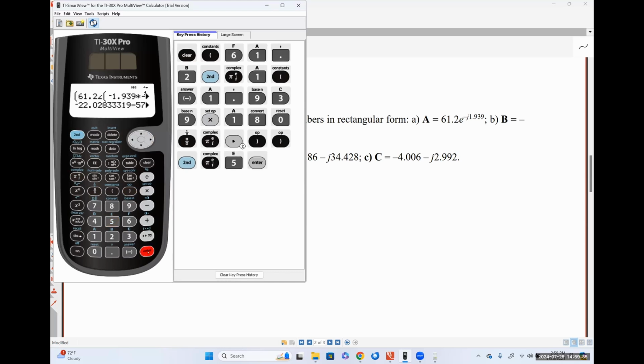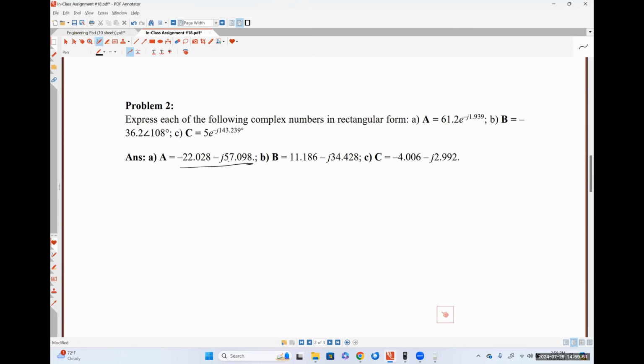And we get negative 22.028 minus 57.098 and some change. Let's make this go away. And that certainly looks like that answer. So I would like for you guys to take a moment once again and try to work parts B and C of this problem with your respective calculators. And if you have any questions about anything, I'd be happy to answer them.